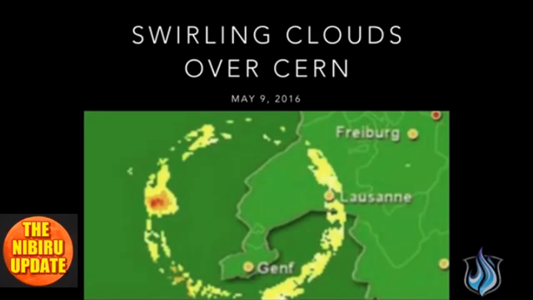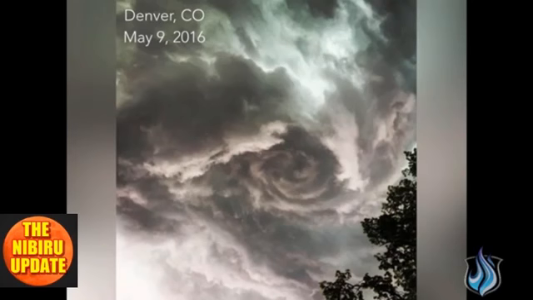BP Earthwatch caught it on a radar this time. Not in pictures in the clouds, but on a radar. That is a perfect circle directly above the LHC, the Large Hadron Collider. It does not get clearer than that. Now, this took place also on May 9th, 2016 in Denver, Colorado. We've got footage of this one as well.